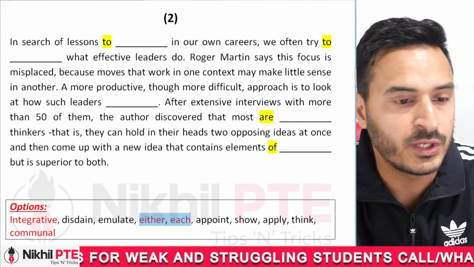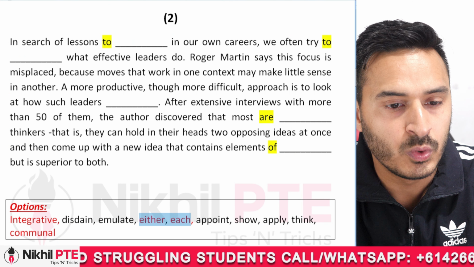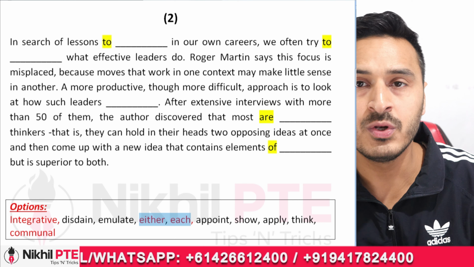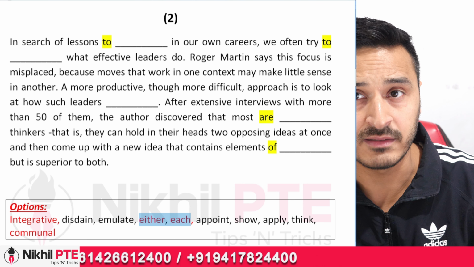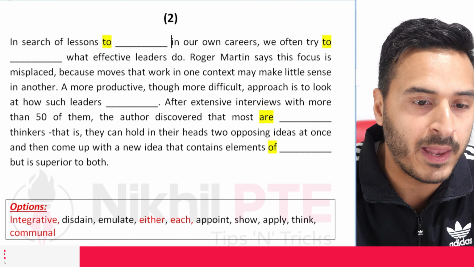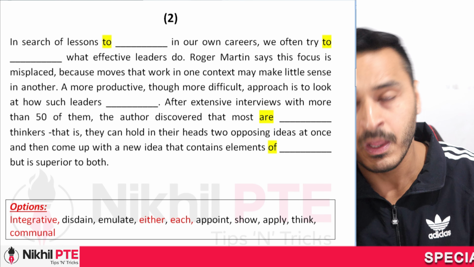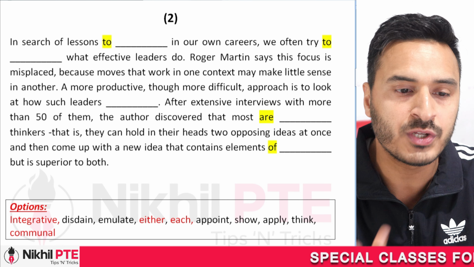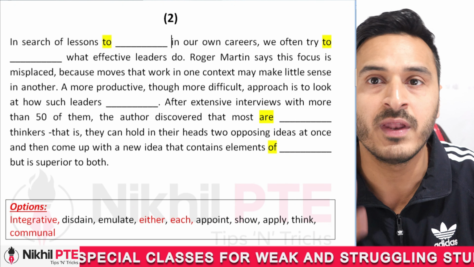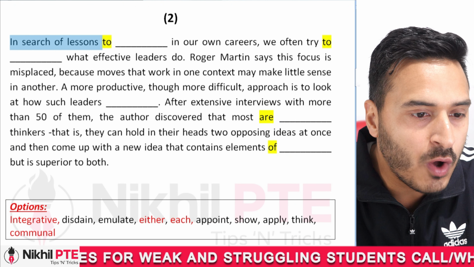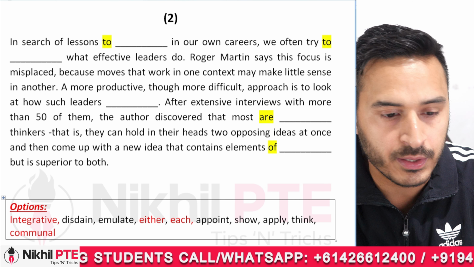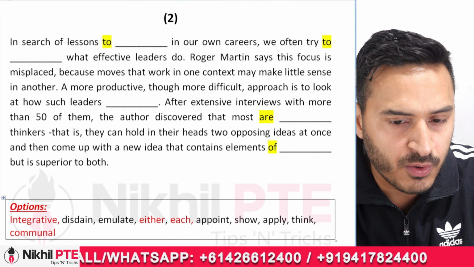Firstly we will read the question. In search of lessons to in our own career. Always remember guys, you have to read the full sentence. Some students are not reading the full sentence, they are stopping after the blank and thinking about what option will come. You need to understand the situation before the blank and after the blank so that you can find your right answer very easily. In search of lessons to dash in our own career. Disdain, emulate, I don't know what is emulate.